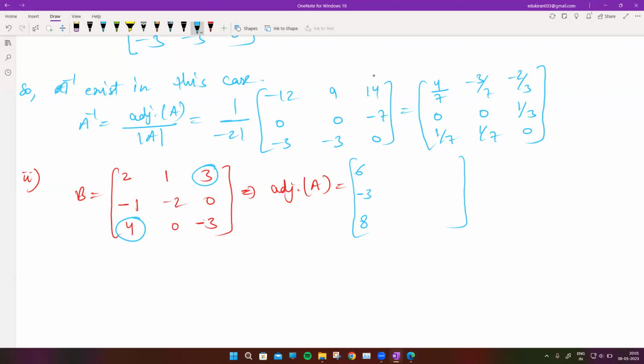So for 3, it should be delete this and delete this. So this should be 0 into -1 minus 4 into -2, which would be +8. And the sign would be positive here. So the sign goes like this: plus, minus, plus, then minus, plus, minus, then again plus, minus, plus.